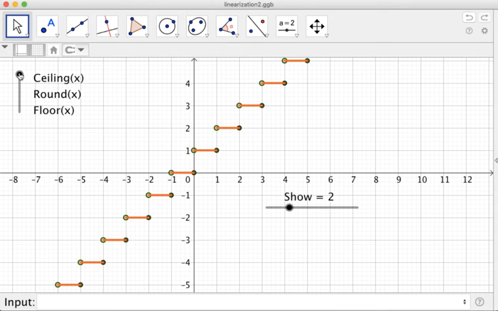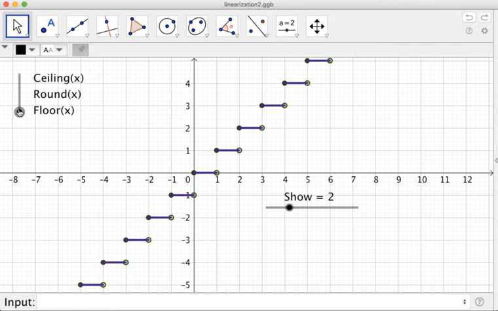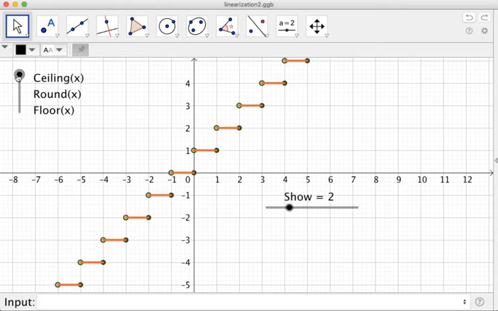So again, ceiling, round, floor. And I wouldn't spend a lot of time worrying about the exact ins and outs of this, like which side is open or closed. Just have a general understanding of how these functions work.